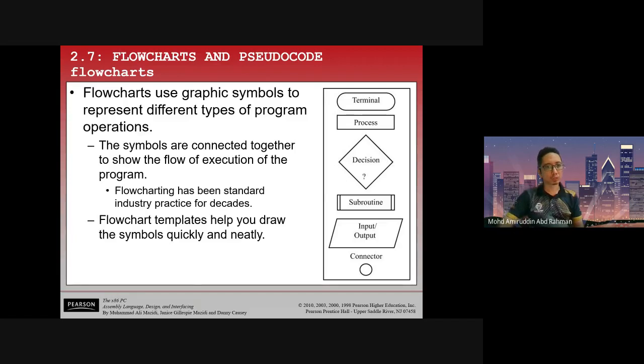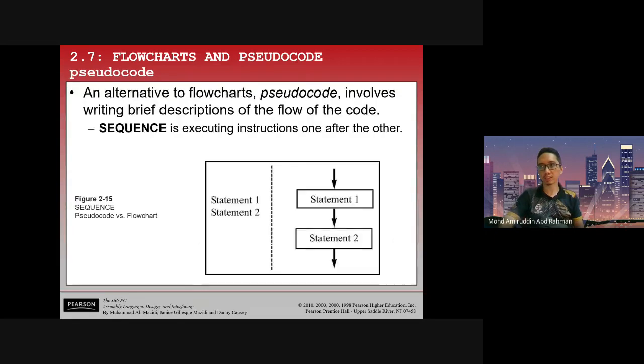Okay, so the flowchart has been a standard industry practice for decades. Flowchart templates help you draw the symbols quickly and neatly. An alternative to flowcharts is pseudocode, which involves writing brief descriptions of the flow of the code. Sequence is executing instructions one after the other.